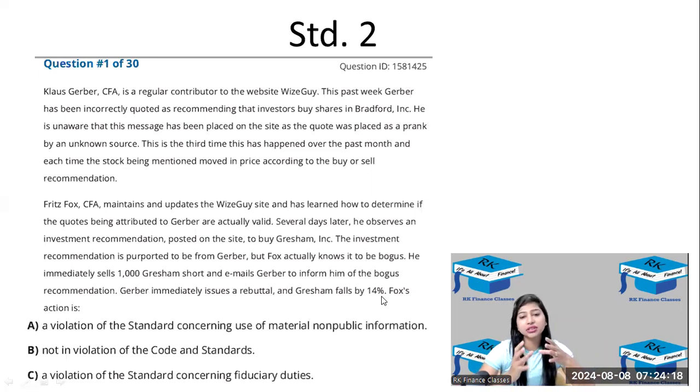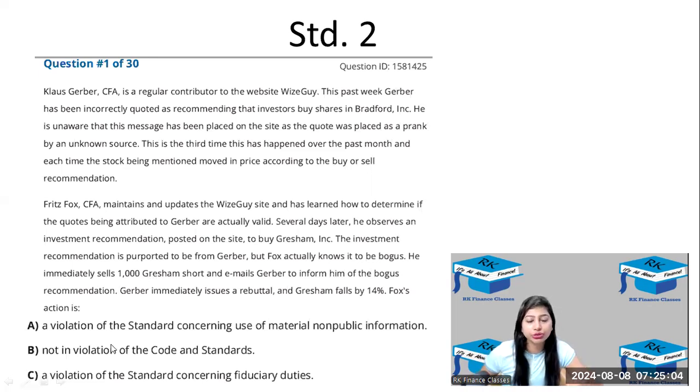So once Gerber makes this information publicly available, that this recommendation is not given by him but by someone else, everyone is selling Gresham stock, and before that Fritz Fox has already sold those 1000 Gresham short, meaning he sold after borrowing. In this way, Fritz Fox is in an advantageous position because he has traded on material non-public information. So ideally, he should reach out to Gerber first. And when Gerber informs the marketplace, after that he could have sold or shorted the stocks.